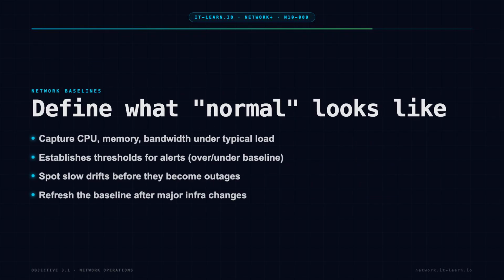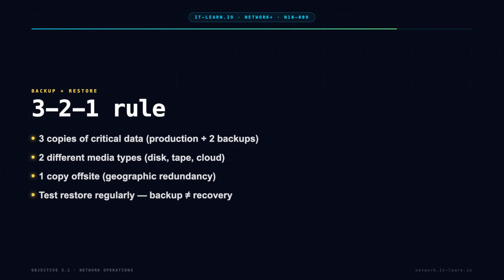Network baselines establish the normal operating parameters for the network. By documenting what normal looks like, you can quickly identify abnormal behavior that may indicate a problem. Baselines should include bandwidth utilization at different times of day, typical latency and jitter values, normal error rates, and standard CPU and memory utilization on network devices.